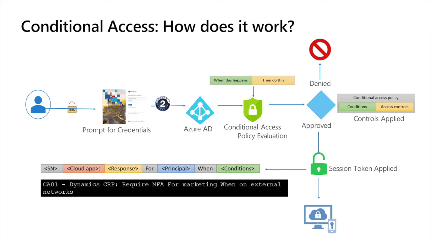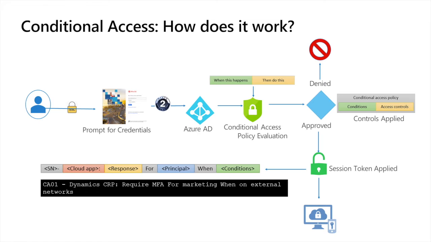What it actually does and how it works is a little bit like this. When the user logs in, the user is prompted for credentials. It's then sent securely to Azure Active Directory. At that point, we determine that conditional access is enabled. Basically, as it says here in the slide, conditional access is saying, okay, when this happens, I want you to do this. So it's making a decision, whether access is either denied or approved.